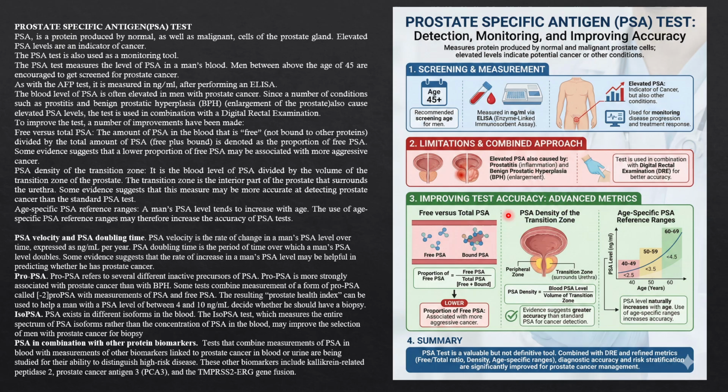Now, for improving test accuracy, an advanced metric is the free versus the total PSA, where the free PSA and the bound PSA are calculated, and the proportion of the free PSA is calculated. If it is lower, then the proportion of the free PSA is associated with more aggressive cancer. So the PSA test is a valuable but not a definitive tool, and combined with the DREs and refined metrics, that is the free versus the total ratio, and the density and age specific ranges, the diagnostic accuracy and the risk stratification are significantly improved for prostate cancer management.